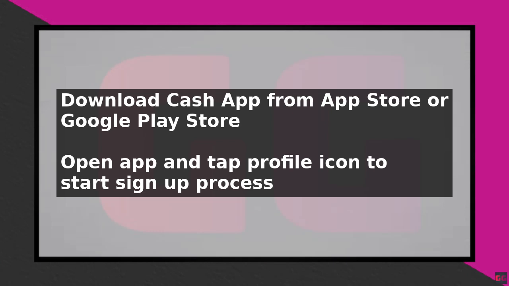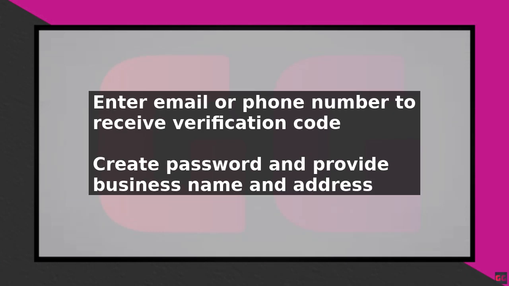Enter your email address or phone number to receive a verification code. Type in the code and create a password for your account. Provide your business name, business type, and address. You will also need to provide your social security number or employer identification number for tax purposes.